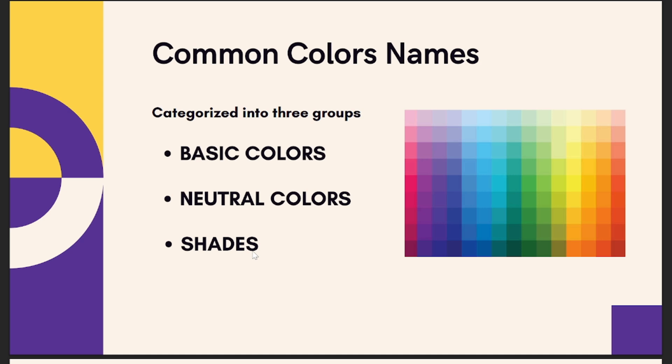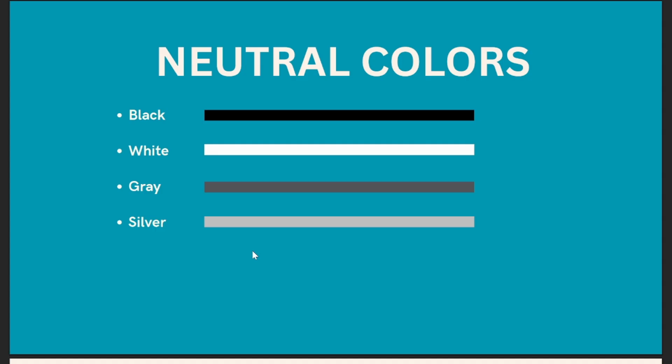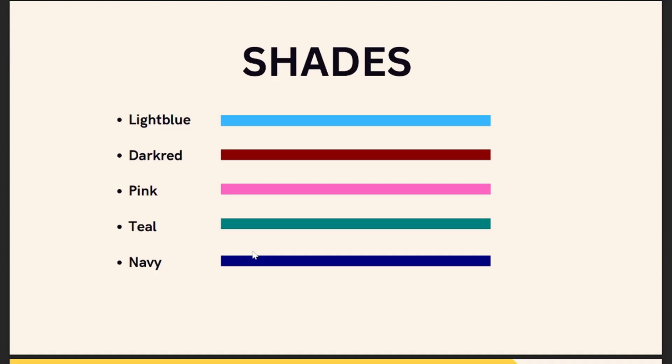If you like purple, if you like red, you use that. Now, there are common color names categorized into 3 groups. You can get the basic colors, the neutral colors, and the different shades. Basic colors are red, blue, yellow, green, purple, orange. Neutral colors come as black, white, gray, silver. Then there are different shades like light blue, dark red, pink, teal, navy. There are a whole lot of colors out there, so you can always make your choice.